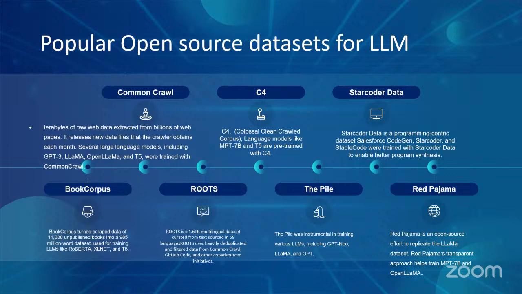Then we have C4. These are all open source data sets which are available. C4 is the Colossal Clean Crawled Corpus, and language models like MPT 7 billion and T5 are pre-trained on this C4 dataset. Then we have StarCoder data. StarCoder data is a programming-centric data set, used for code generation. StarCoder and StableCode were trained with StarCoder data to enable better program synthesis. Generally these are used for generating code.